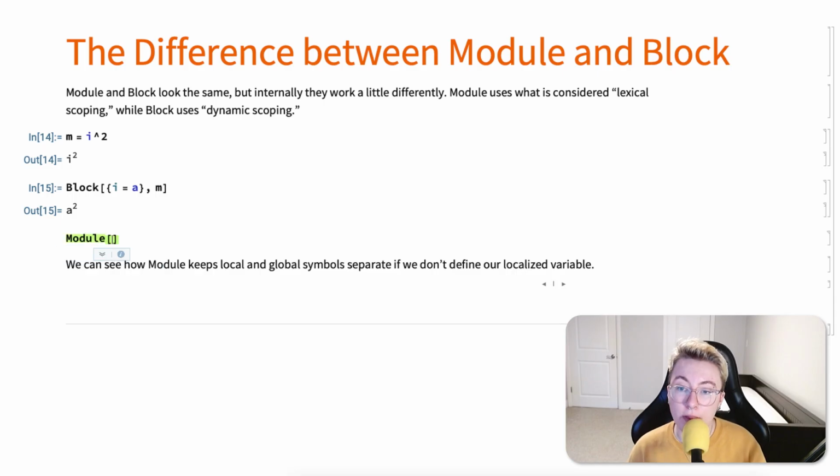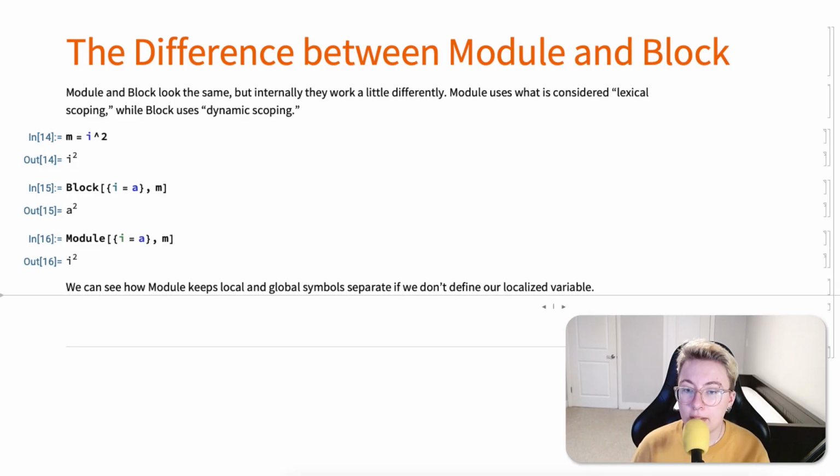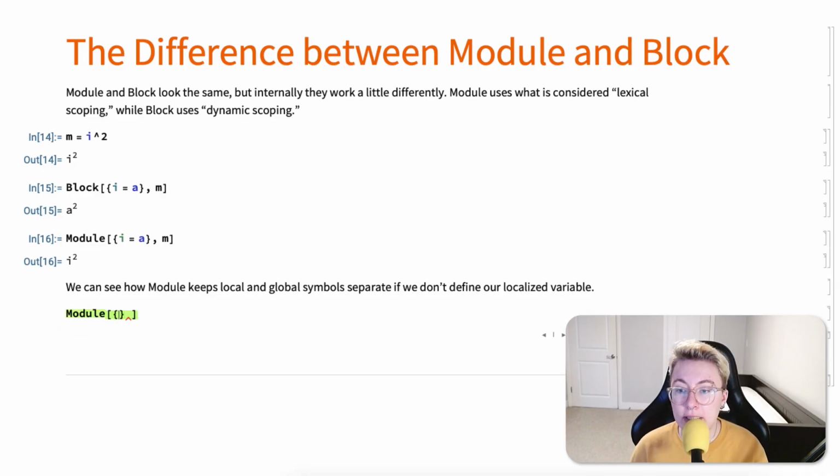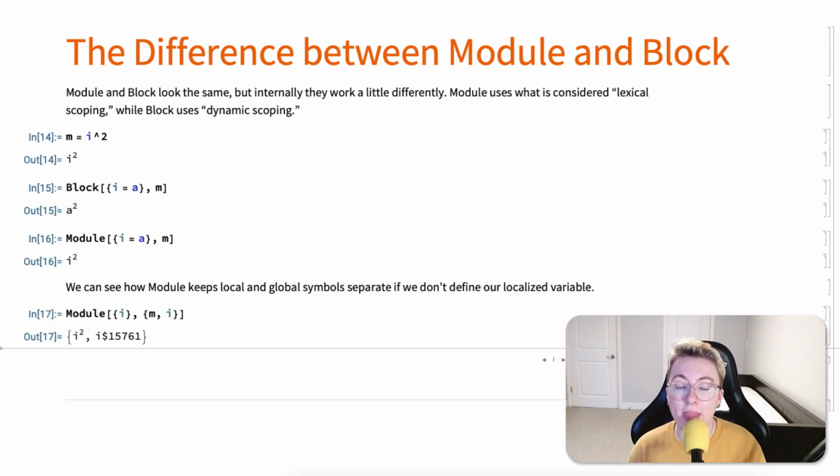Module, on the other hand, can't make this substitution because it's internally creating a new variable for i. We can see this new variable and how it's different from the one in our definition of m if we run Module without defining i. Unless you have a reason you want Block's method for handling local variables with global variables, it can be a good idea to use Module as your default, as you're less likely to run into weird outputs from interactions with global definitions.